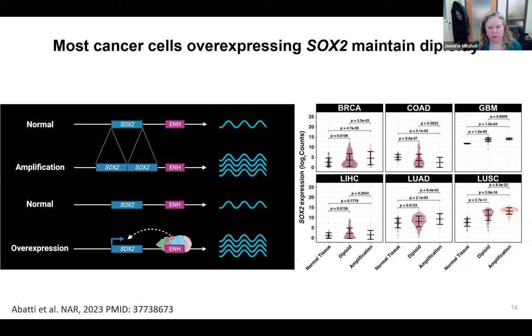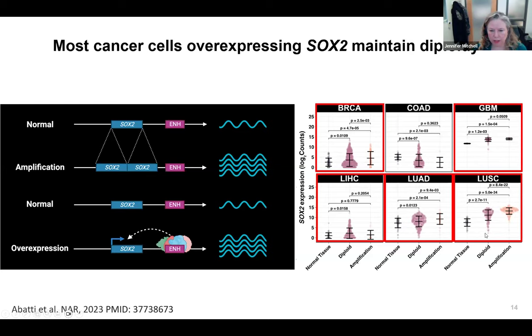And in fact, in most of the cancers that Luis looked at, what he found was that where SOX2 is overexpressed, it's largely still diploid. So in breast, in liver, in glioblastoma, and in lung, usually SOX2 is actually mostly diploid. In colorectal cancer, SOX2 tends to be a little bit more downregulated, so that's a bit of a different story. And then in lung squamous cell cancer, there are a number of patients that have SOX2 amplification and overexpression of SOX2, but actually still there are a large number of patients that don't have any SOX2 amplification and still overexpress SOX2. So even in the squamous case, there are a number of patients that are still diploid, but overexpress this gene. And so we concluded that most of the cancers that show upregulation of SOX2 still maintain SOX2 diploidy.